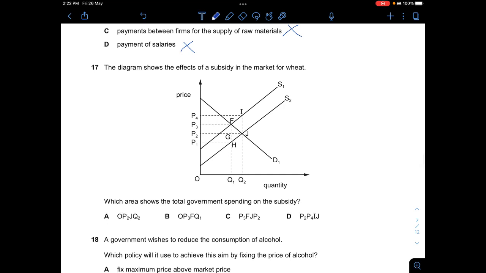Question 17, the diagram shows the effect of a subsidy in the market for wheat. So which area shows the total government spending on the subsidy? You can see that after the subsidy, the equilibrium is at P2. So IJ would be the subsidy per unit. So the total government spending on the subsidy would have to be from P2 to P4 to I and J. So this would be D. We need to calculate based on the price after subsidy and the price before subsidy, and it has to be the same quantity. It cannot be a different quantity. So the best option would be Q2, and that will be P2, P4, I, and J. The entire area would be the government spending on the subsidy.